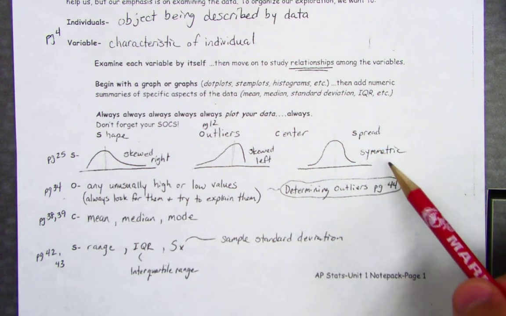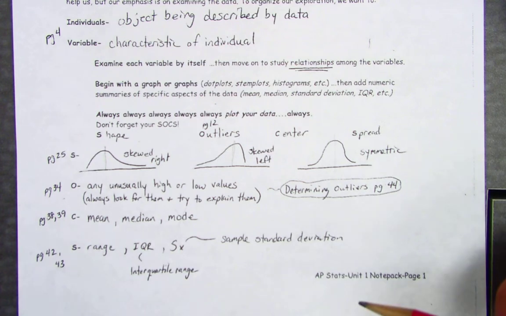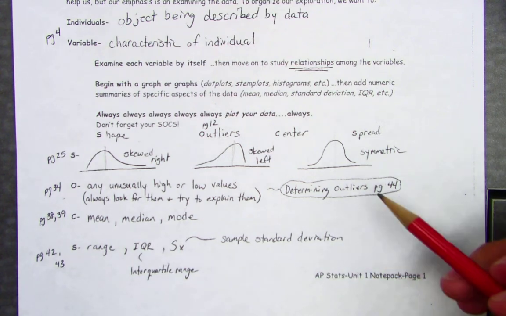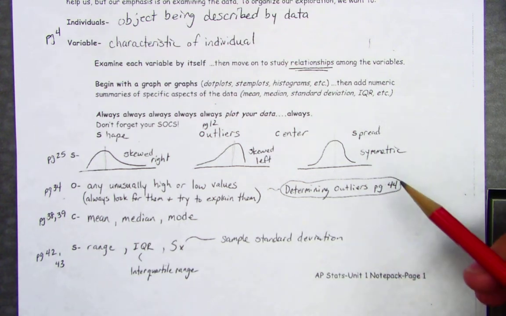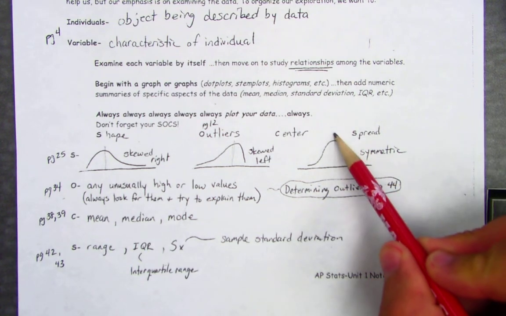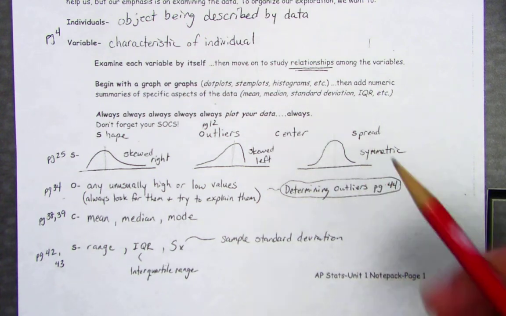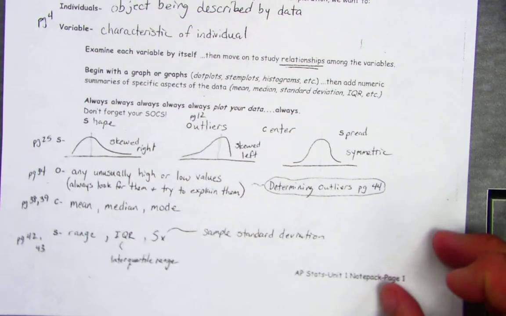This one has the word symmetric next to it. Now you have to be careful because it might not be perfectly symmetric. Sometimes we say approximately symmetric or roughly symmetric. This will be more of a bell-shaped curve where the center of the graph almost perfectly cuts the graph in half, and it looks like a mirror image on either side.